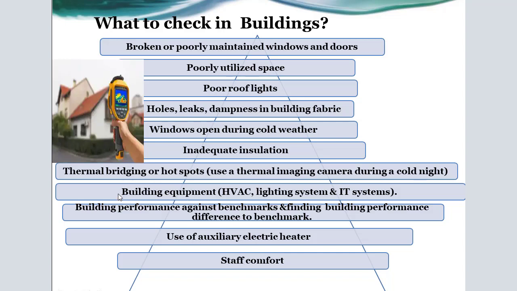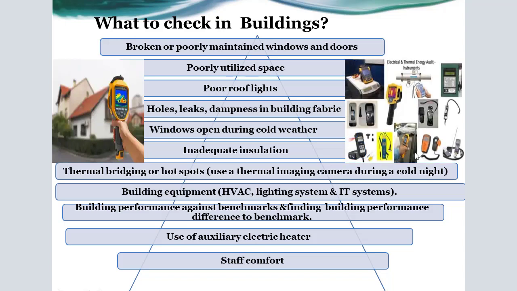And also checking the building equipment: heating, ventilating, air conditioning system, lighting system, information technology systems, and checking the building performance against the benchmarking. Okay, and finding the difference between the current situation and the benchmarking in order to take actions to reduce this difference, and checking if auxiliary electrical heaters are available, and if this condition is comfortable for staff inside the building. As we see, this presents some tools that energy auditors need to check or assess the buildings and equipment inside, and this topic will be explained in the next lectures.